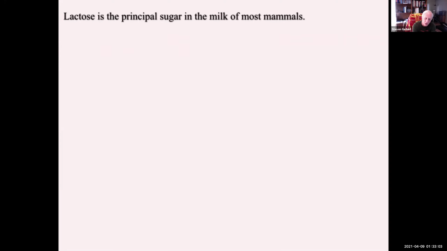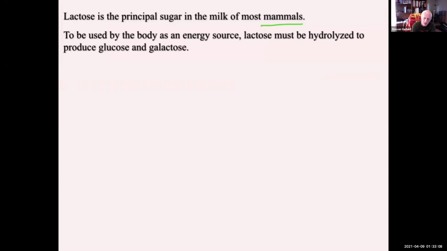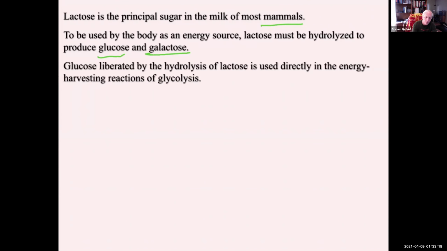So lactose is the principal sugar in the milk of most mammals, which we talked about. To be used by the body as an energy source, you have to hydrolyze it. You have to add water back to it and break that bond apart to produce glucose and galactose. Glucose delivered by the hydrolysis of lactose is used directly in the energy reactions of glycolysis. We haven't gotten to glycolysis yet. We will in the next chapter, I think chapter 18. Glycolysis means you're taking glucose and eventually breaking it down to CO2 and water and releasing 30, 32, 33 ATPs, which is our energy currency in the body.